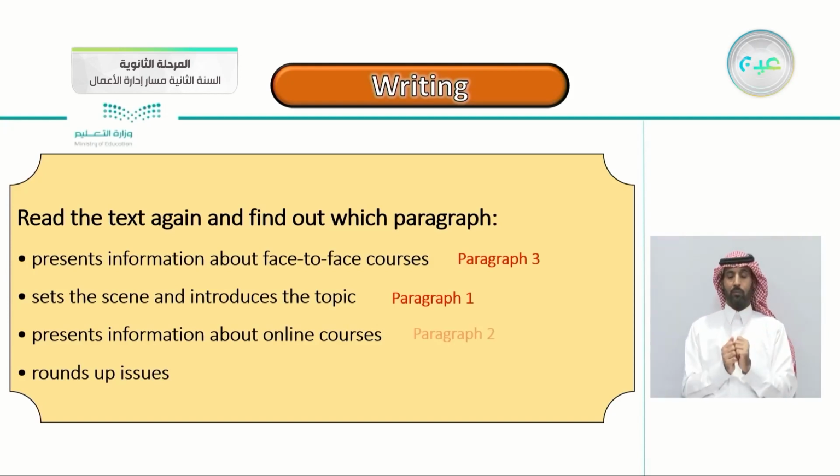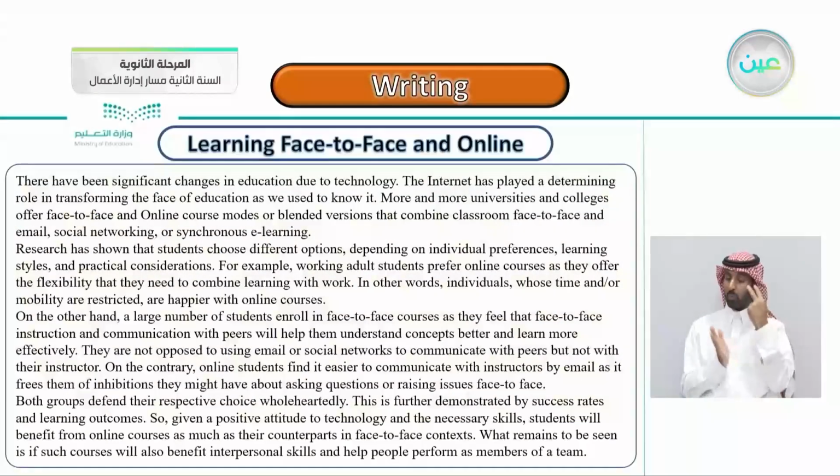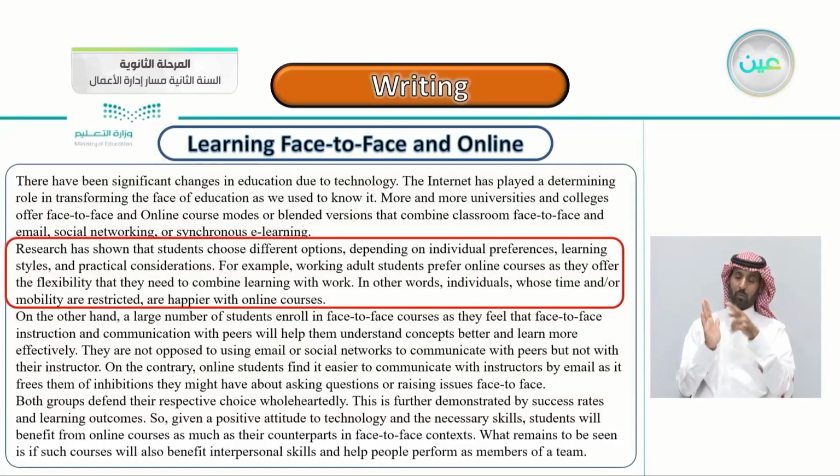Which paragraph gives us information about online courses? Yes, this is very obvious. Paragraph number 2, as we see here. Research has shown that students choose different options depending on individual preferences, learning styles, and particular considerations. For example, working adults, students prefer online courses. So the second paragraph is the paragraph that talks about online courses.